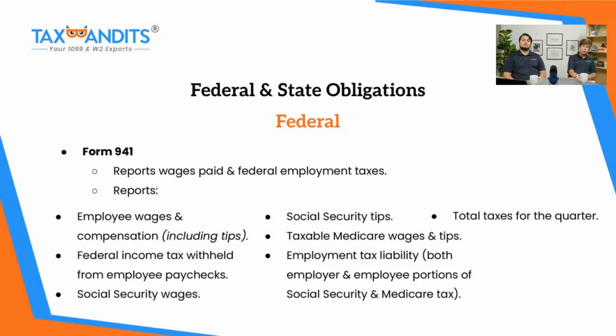So with the 941, this is going to report the wages that you've paid your employees and the amount of tax that was withheld from the employee's gross pay. It also covers the Social Security wages, Social Security tips, taxable Medicare wages and tips, and then employment tax liability is made up of both the employer and the employee portions of the Social Security and Medicare tax. And you're going to do this every quarter.